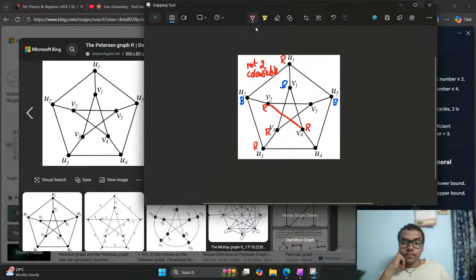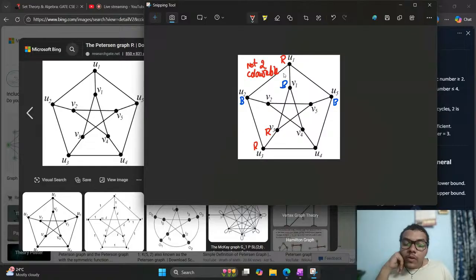So, what we are trying to do here is pick 3 colors now. Red, red, blue, blue, and the adjacent vertices should not have the same color. It is not 2-colorable, I just got it.